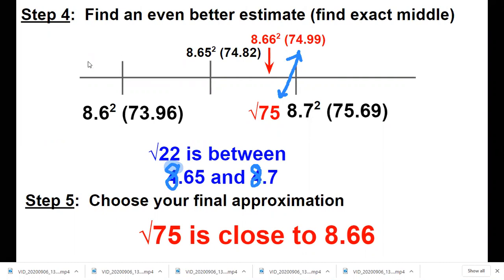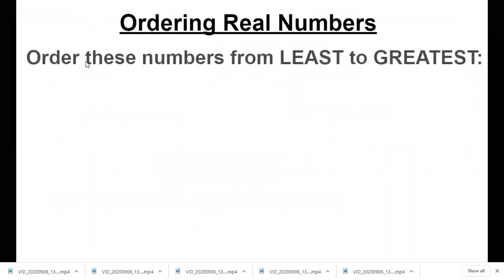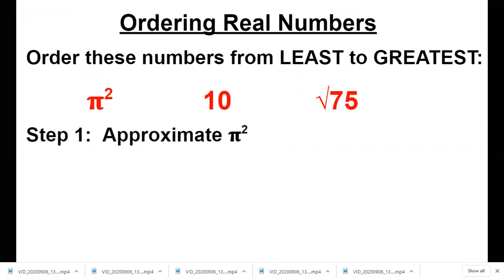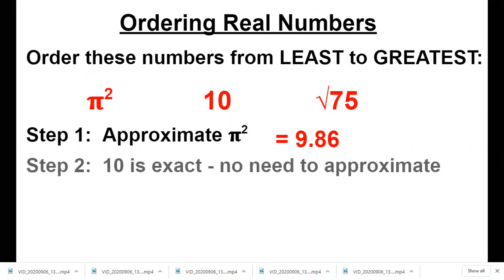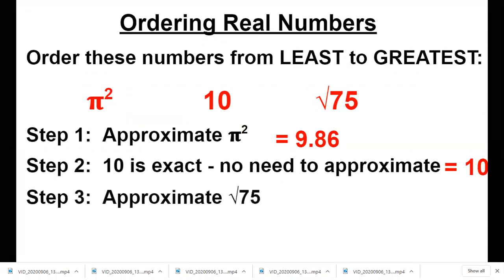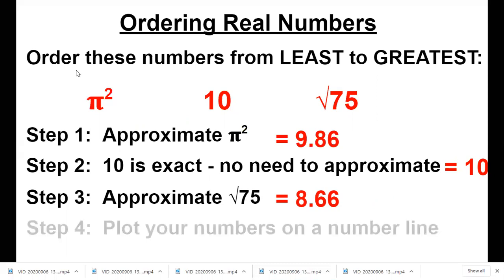Okay, now we have all three numbers in decimal form. Remember, we had pi squared, 10, and square root of 75. We approximated pi squared to be 9.86. 10 just stays 10. And square root of 75 we decided was 8.66. Now we're ready to put them on the number line and compare them and order them from least to greatest.